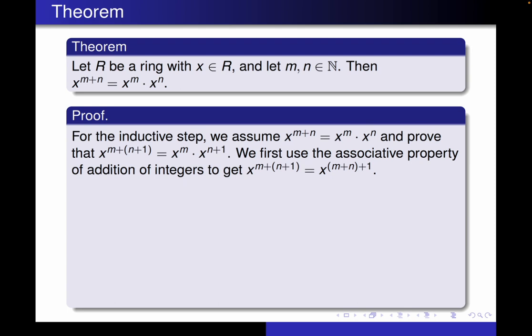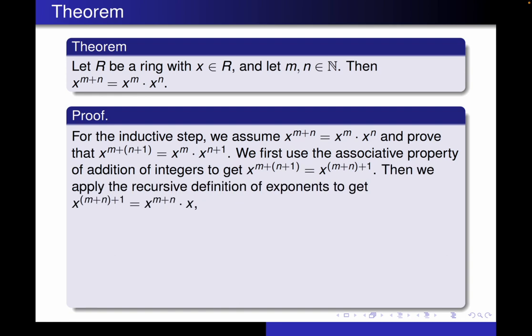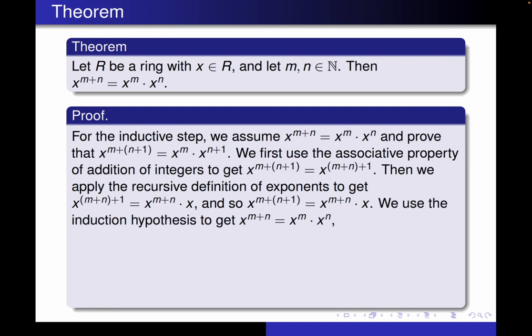And now on that right-hand side of the equation, we can apply the recursive definition of exponents to get x to the m plus n plus 1 equal to x to the m plus n times x. And so remember, that was all equal to x to the m plus n plus 1, and so we can set those two things equal. Now, the nice thing about that x to the m plus n is we know a lot about it because of our induction hypothesis. Remember, we're assuming that x to the m plus n is equal to x to the m times x to the n, so we can just sort of substitute it in there.